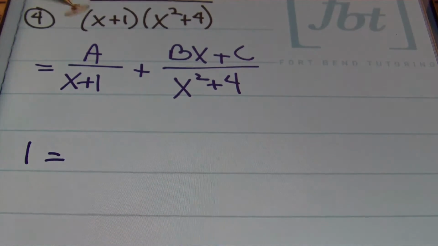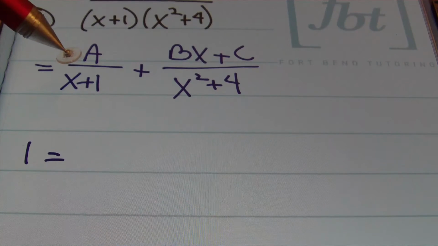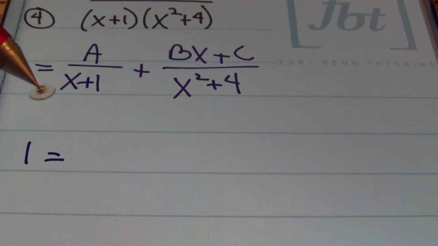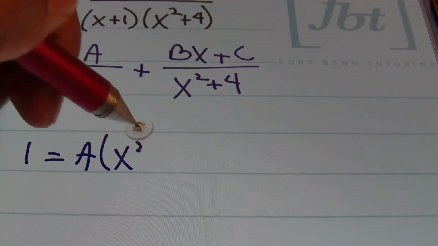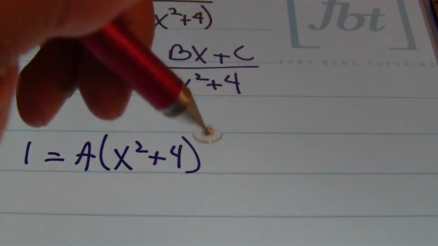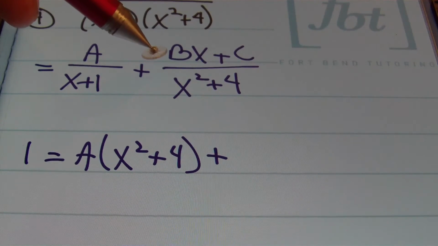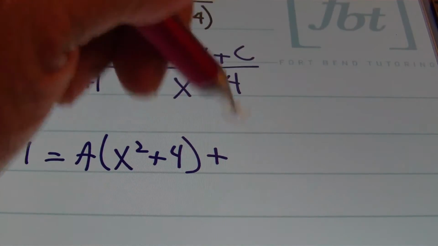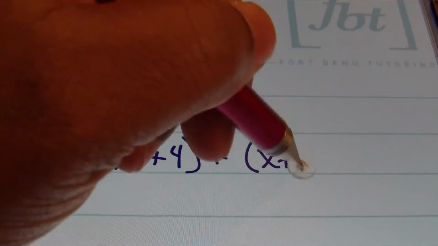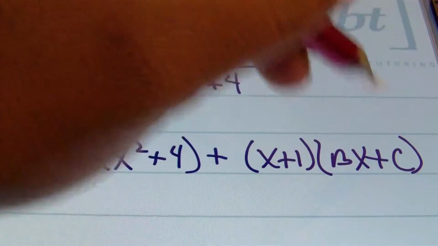All right, so multiplying the common denominator of x plus 1 times x squared plus 4 times our first term on the right side, which is a over x plus 1, the x plus 1s are going to cancel out. So that leaves me with a times x squared plus 4. Okay, then I'll be multiplying our last term here by x plus 1 times x squared plus 4. The x squared plus 4s will cancel out, and so I'll have x plus 1 times bx plus c. All right, just like that.